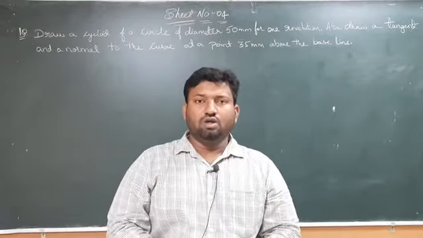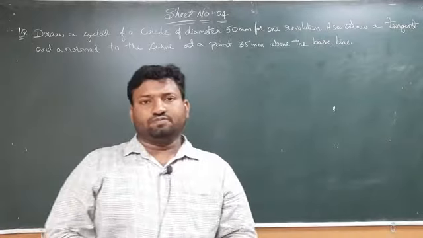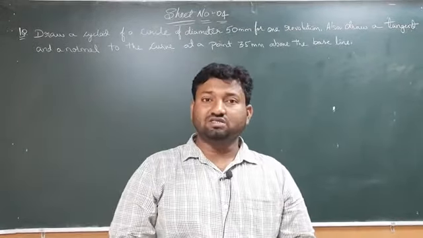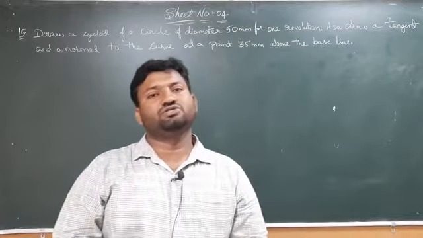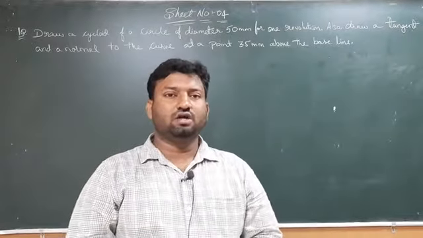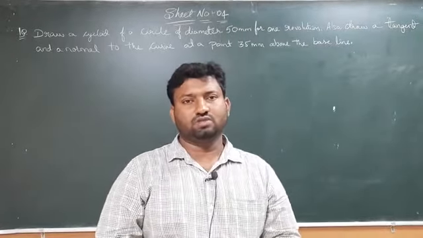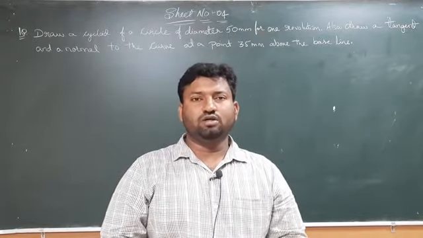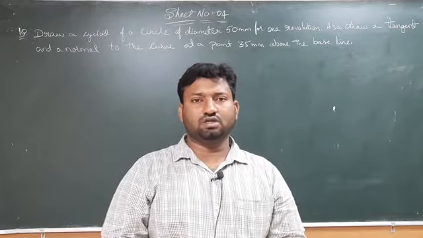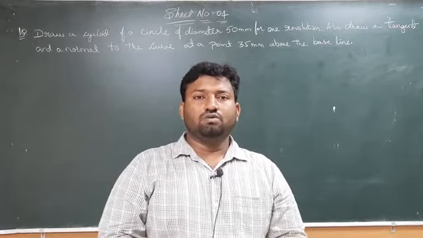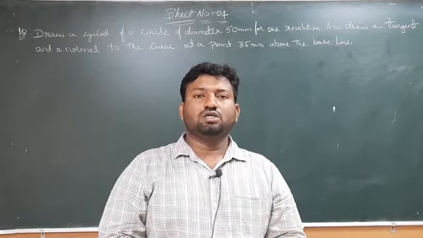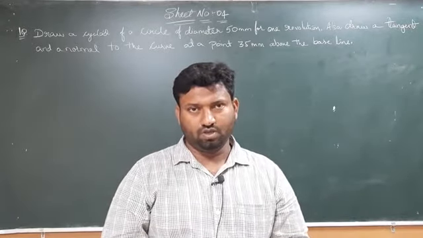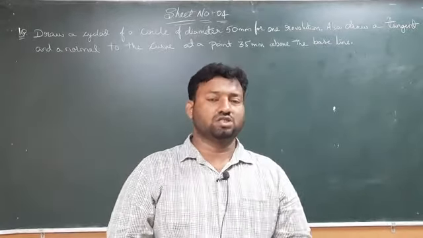Now, what do you mean by cycloid? We have to know about a cycloid. A cycloid is nothing but a curve. How is this curve generated? Let us define a cycloid. A cycloid is a curve traced by a point on the circumference of a circle which rolls along a fixed straight path without slipping. So this is about a cycloid.